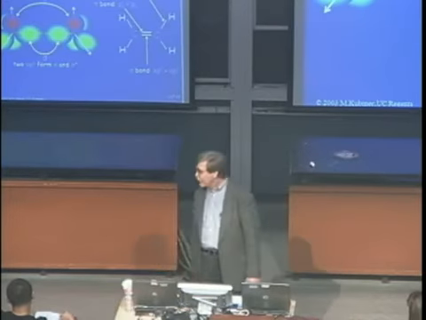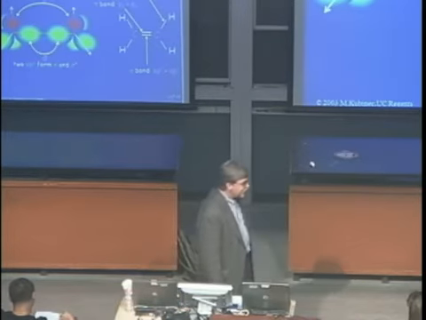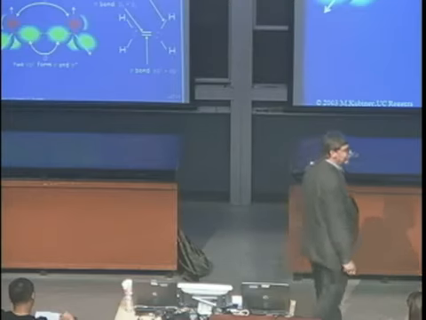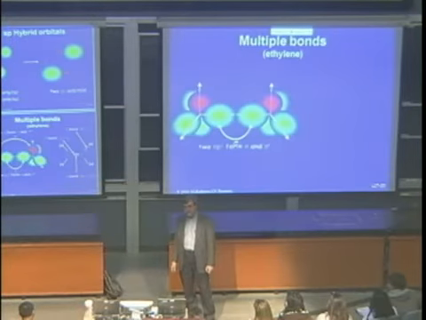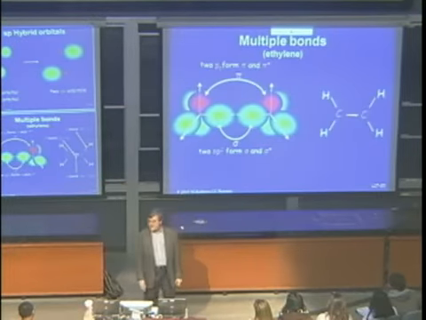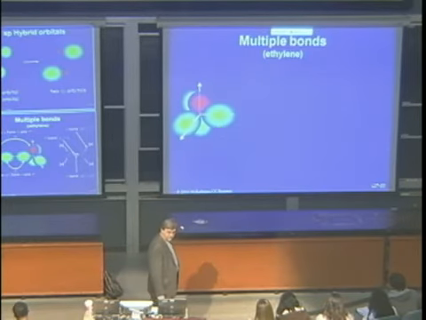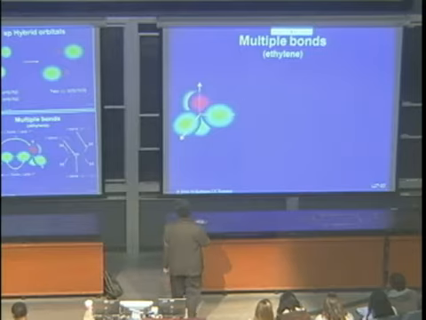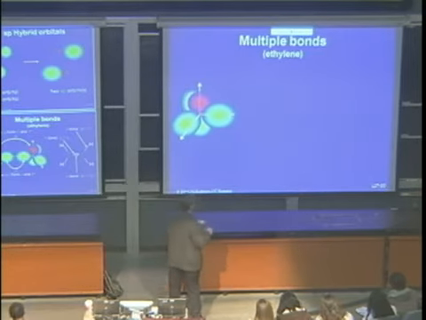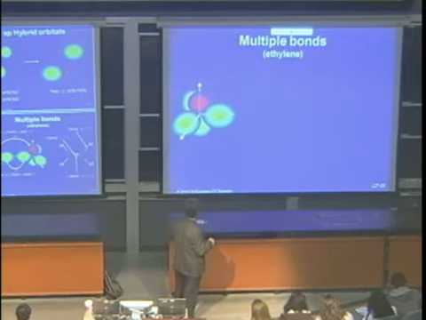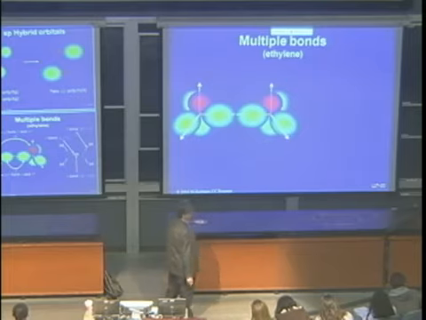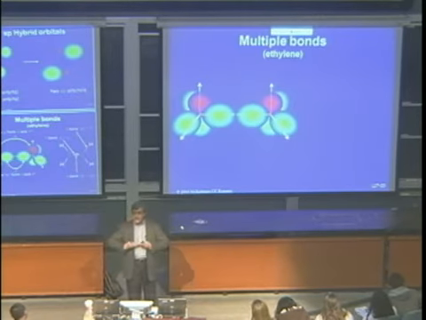So I take offers here. What's the formula for ethylene? C2H4? Okay, I agree with you. C2H4. All right, so we have one carbon, and one carbon needs to bond to each other. Okay? And it needs to overlap.